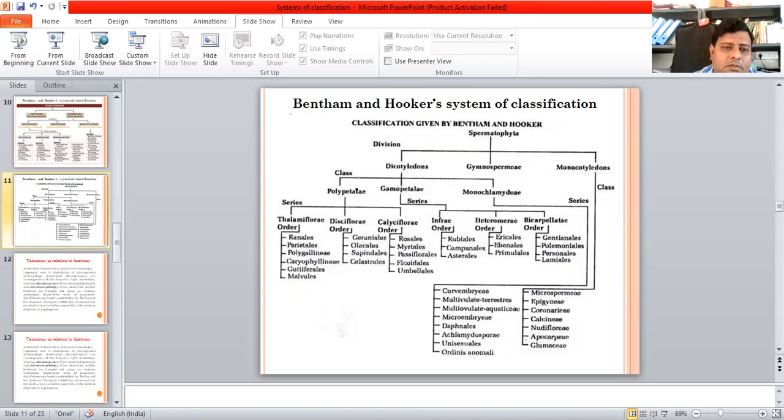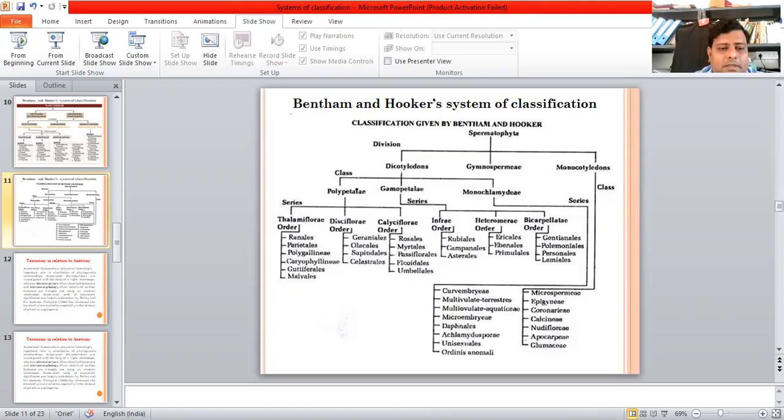It is further divided into 3 families. Series Epigynae, with very few exceptions, the ovary is inferior, seeds are large with endosperm. Series Coronarieae, the perianth, at least the inner whorl, is petaloid, the ovary superior. Series Calycinae, the perianth is sepaloid, the ovary superior. Series Nudiflorae, the perianth is usually absent or reduced to minute scales.